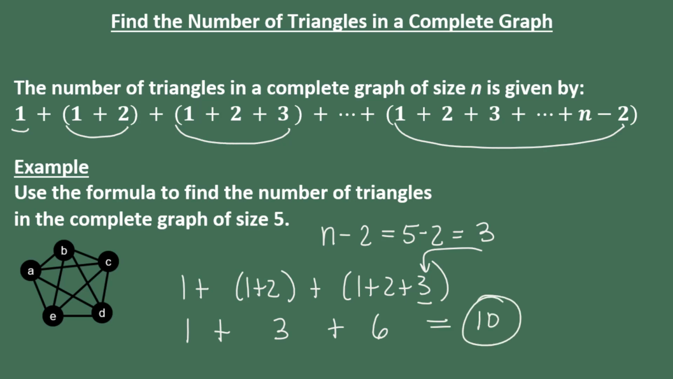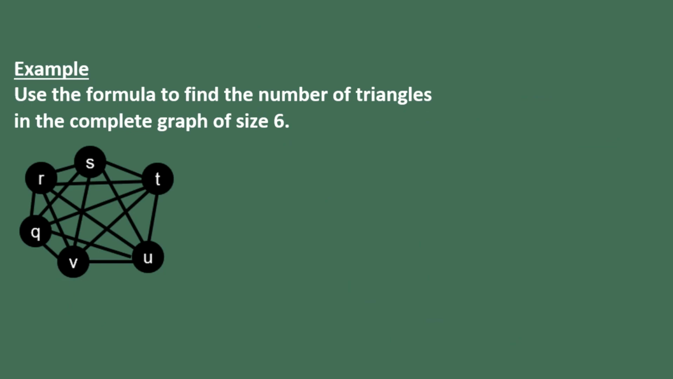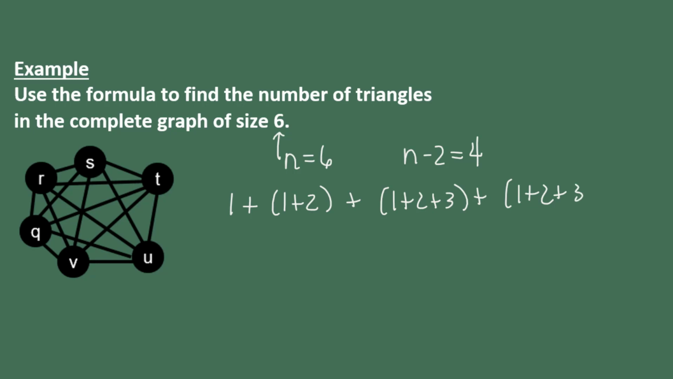Let's try to use this pattern in a larger graph. Use the formula to find the number of triangles in the complete graph of size 6. So again, this 6 is telling us that n is 6, and we need to follow the pattern up to n minus 2, which is 4. So we're going to have 1 plus the sum from 1 to 2 plus the sum from 1 to 3 plus the sum from 1 to 4. That's going to be 1 plus 3 plus 6 plus 10. So that's going to be 10 plus 10 is 20. So there are 20 triangles in a complete graph of size 6.